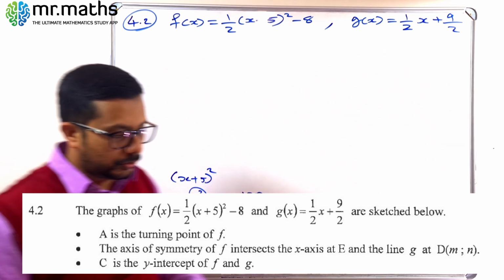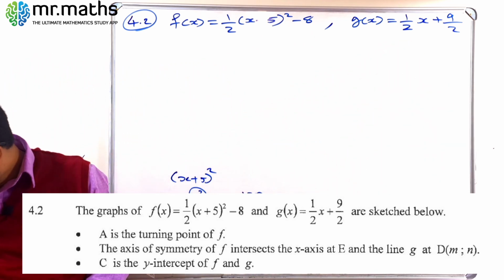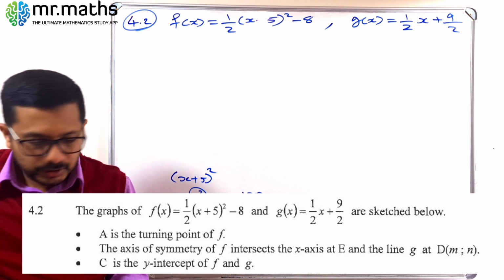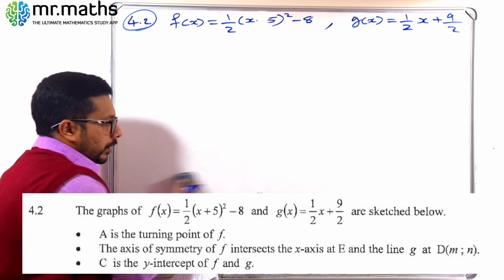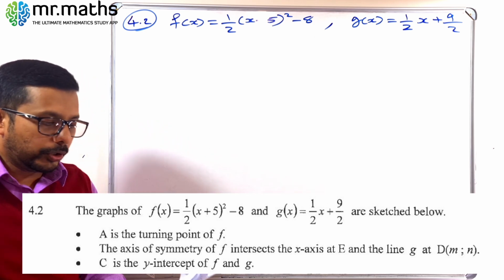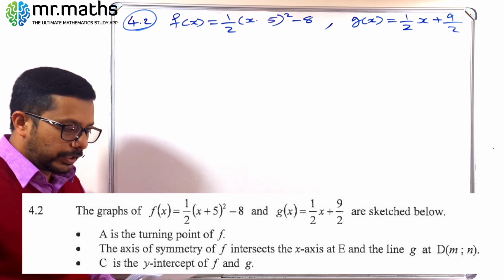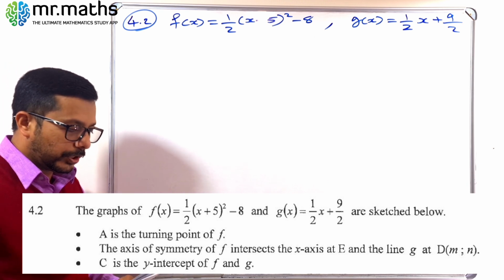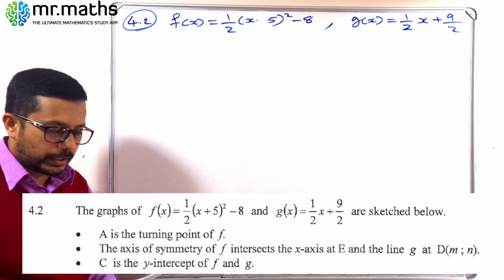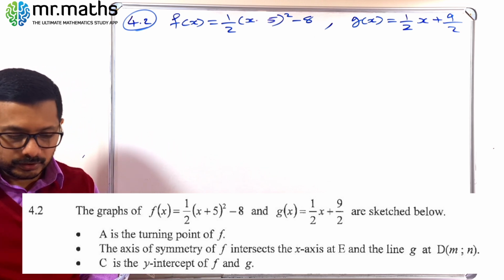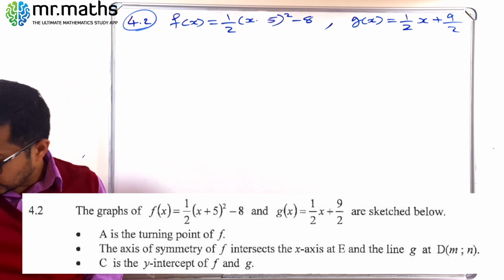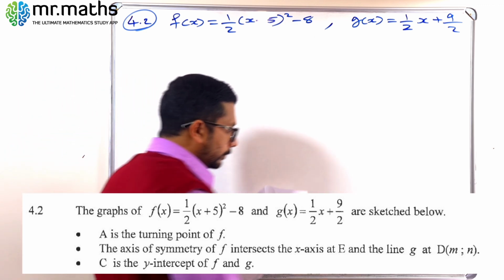Now based on that, there are some conditions given. So what are those conditions? First bullet, A is the turning point of f. The graph is also given. The axis of symmetry of f intersects the x-axis at E. Okay, let me draw that graph, then from there I will explain.